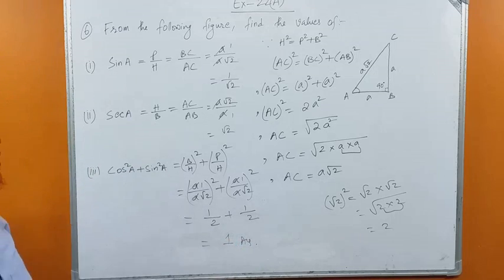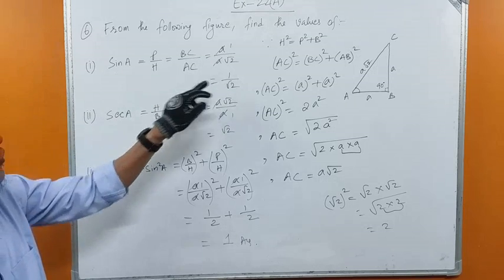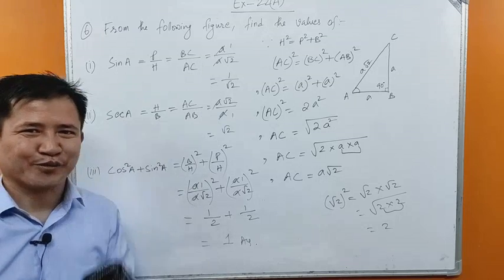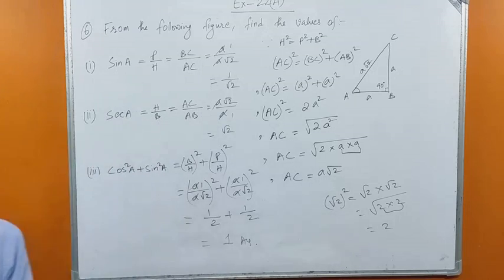So these are the answers. Value of sin A is 1 upon root 2, sec A is root 2, and cos square A plus sin square A is 1. I hope you got this. Now let us do the next question.